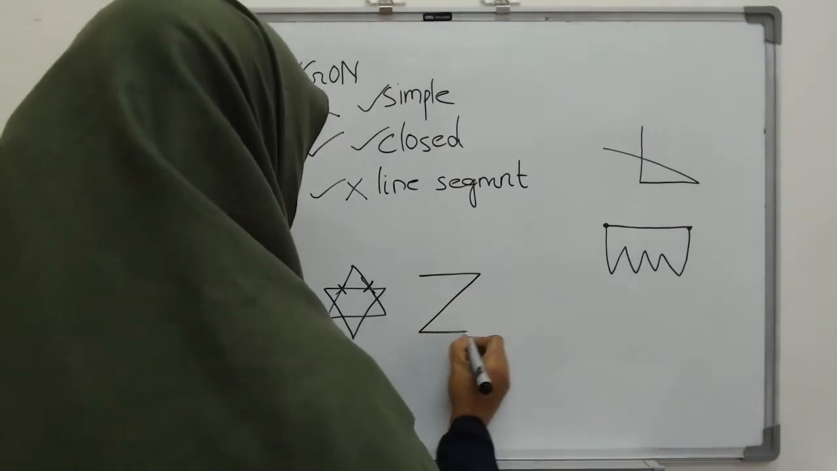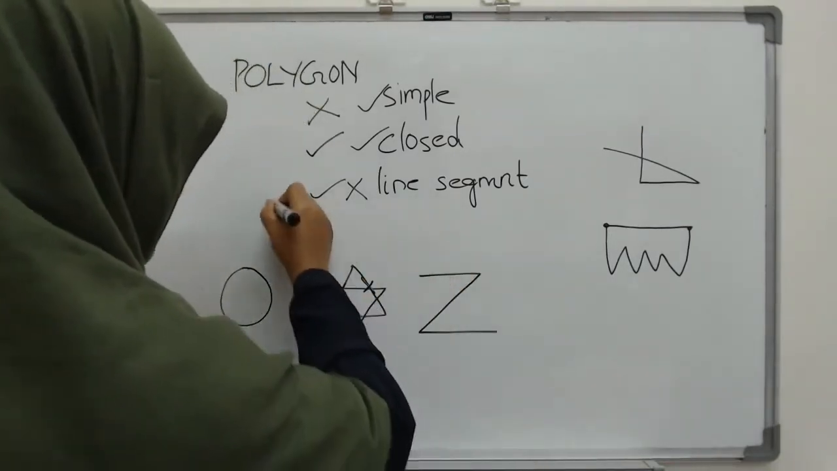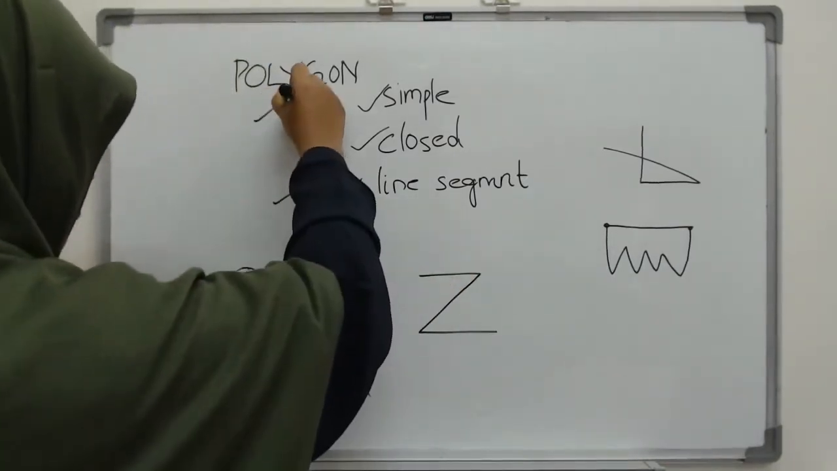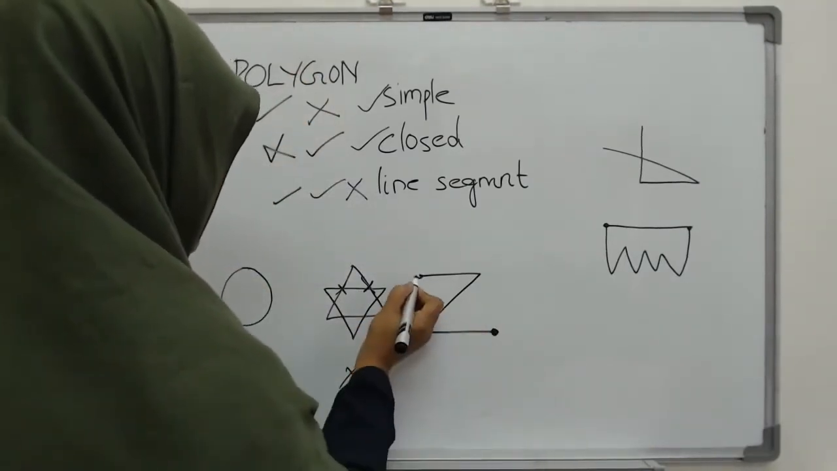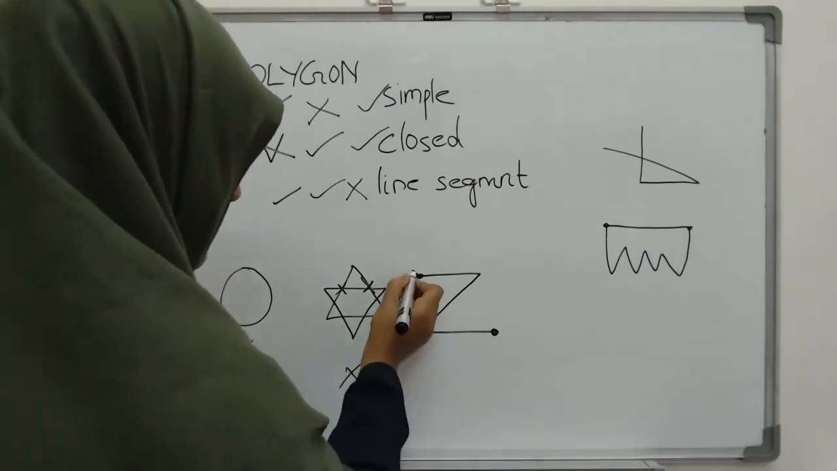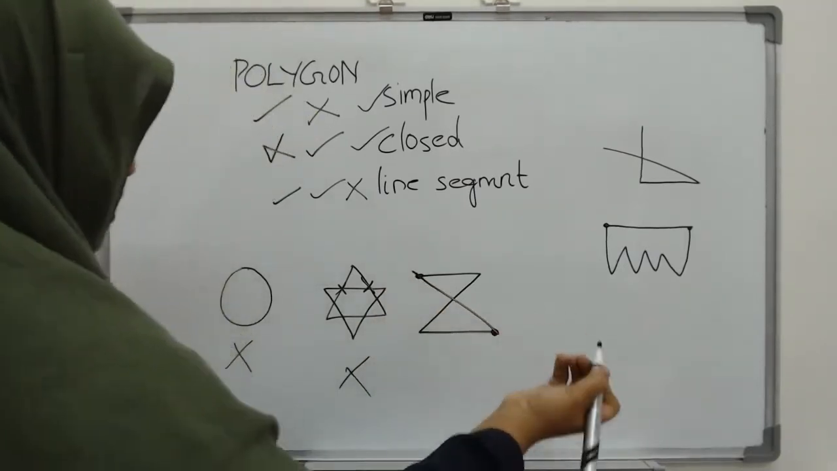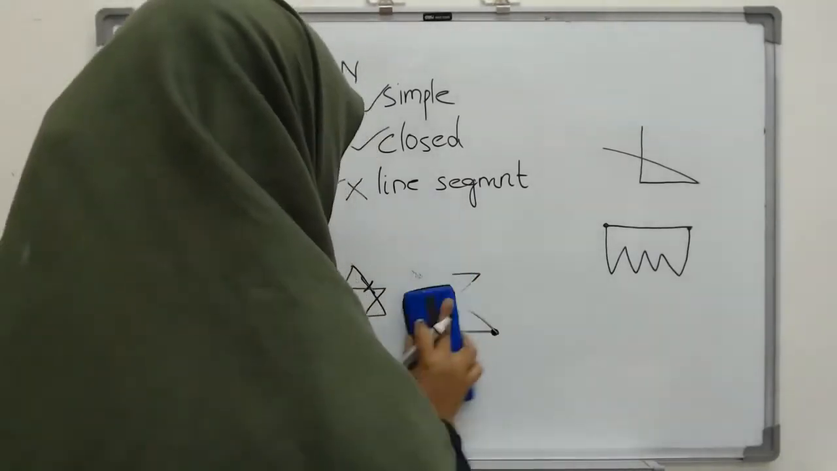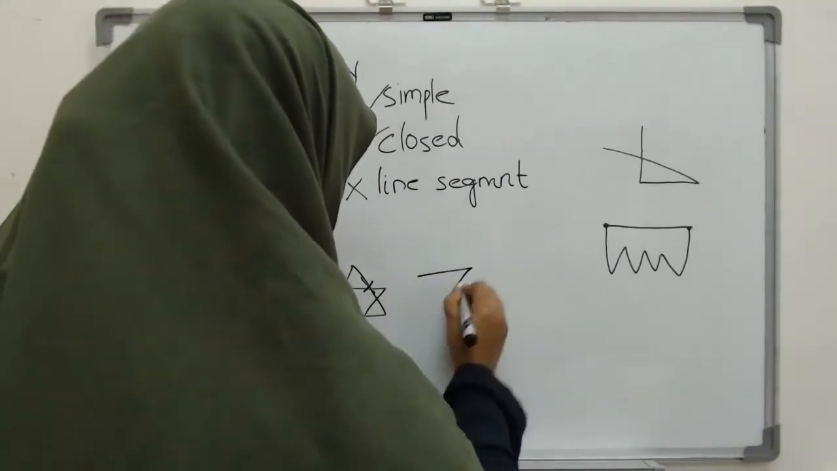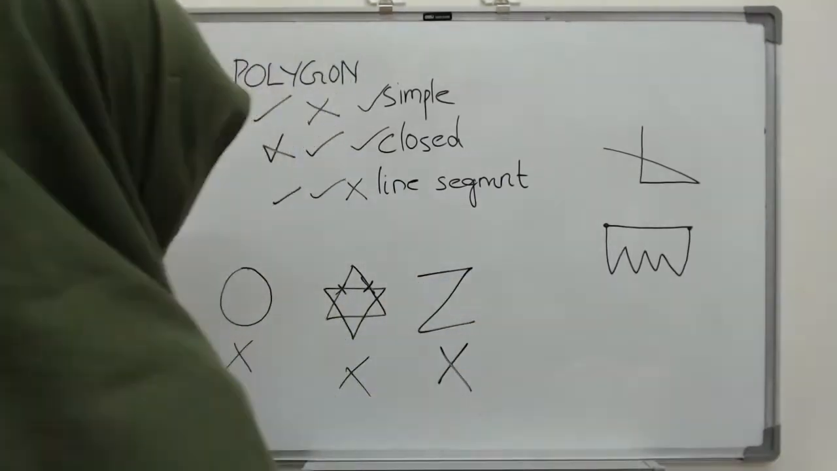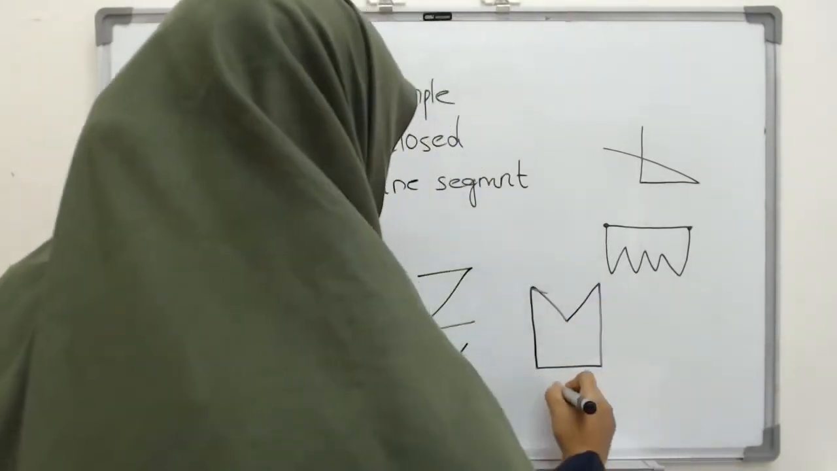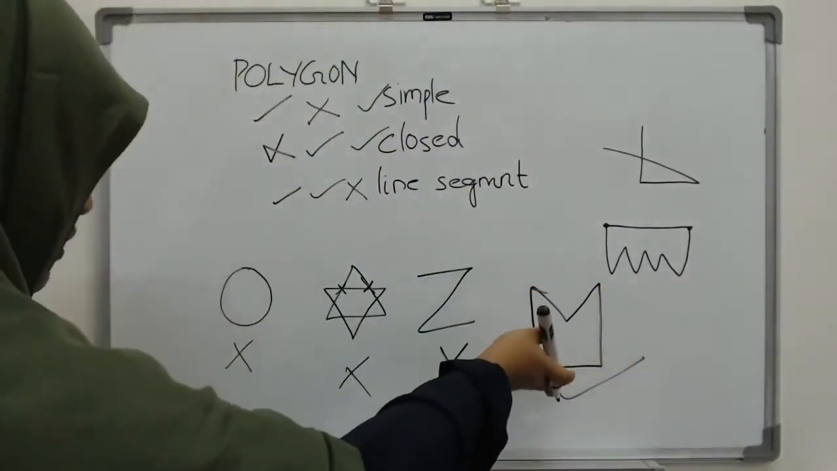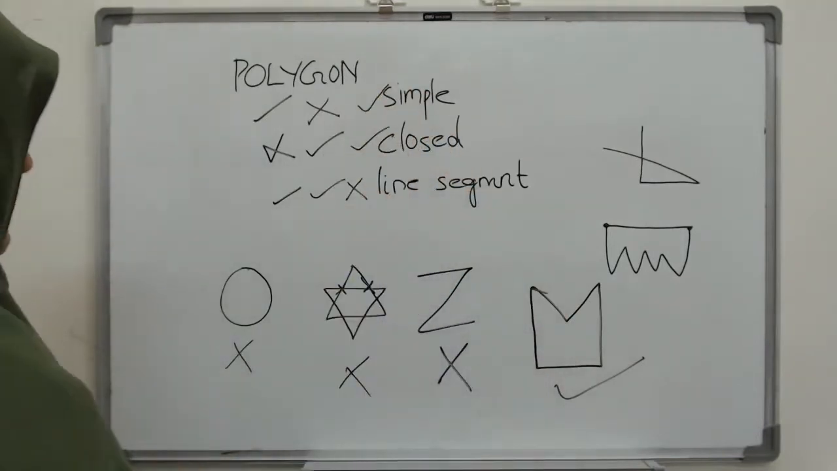What about the English alphabet Z? It is made up of line segments. It is simple, but it is not closed. See the end points here? It is open. If you do like this, it will be closed. So Z is again not a polygon because it is not closed. Now what about this? This is a polygon. Why? It's made up of line segments, it is closed and it is simple.